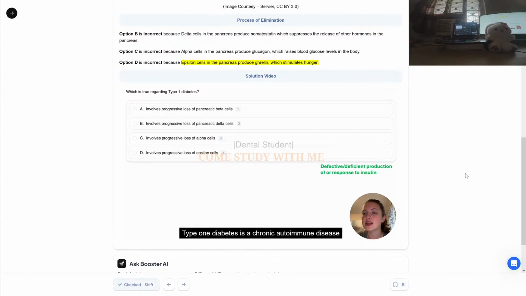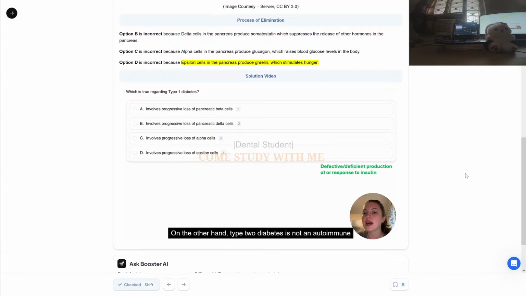Type 1 diabetes is a chronic autoimmune disease where certain cells of the pancreas get destroyed by self-reactive T cells and autoantibodies. This results in absolute deficiency in insulin production. This is typically seen in younger patients and is characterized by decreased blood insulin.